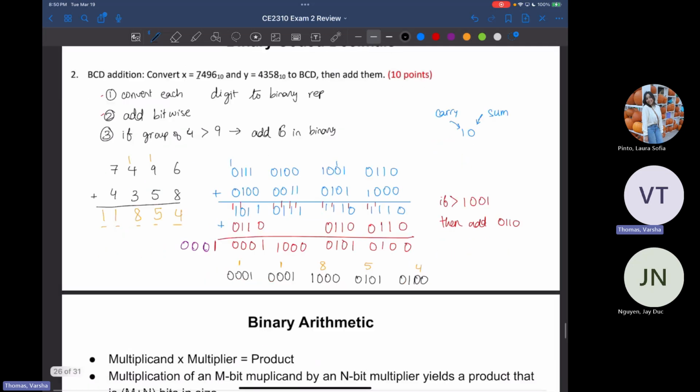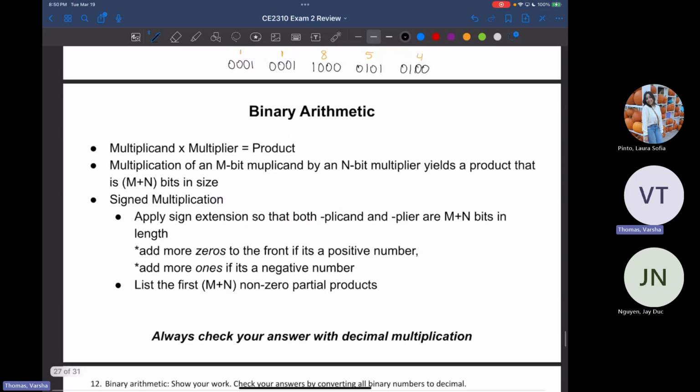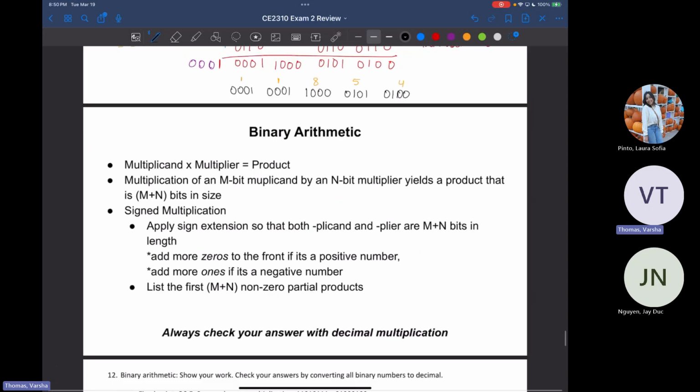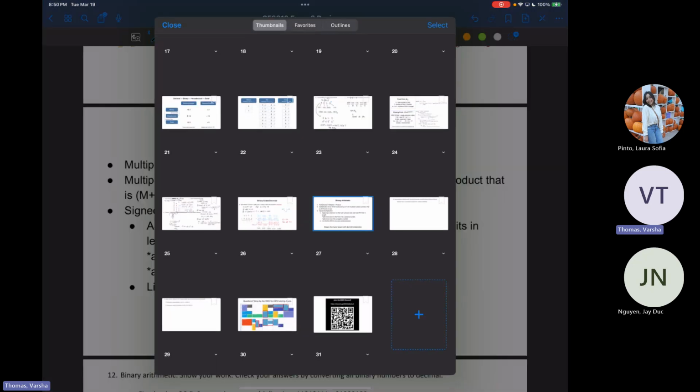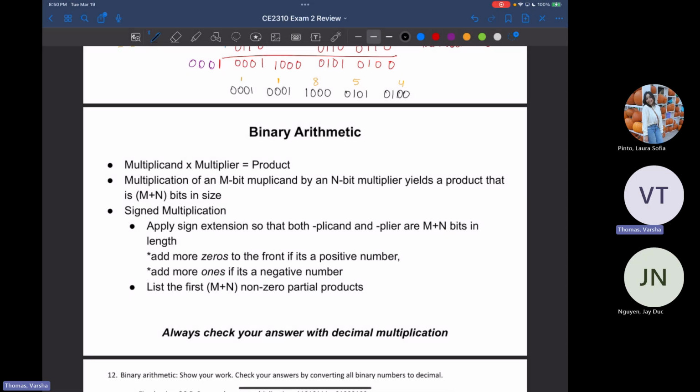Questions? Okay, fabulous. Okay, our last topic, I believe, is binary arithmetic. Let me check real quick. Yes, it is. We have a couple of examples, but in the interest of time, I'm going to explain the first one in detail and then just give you steps on how to do the last one.